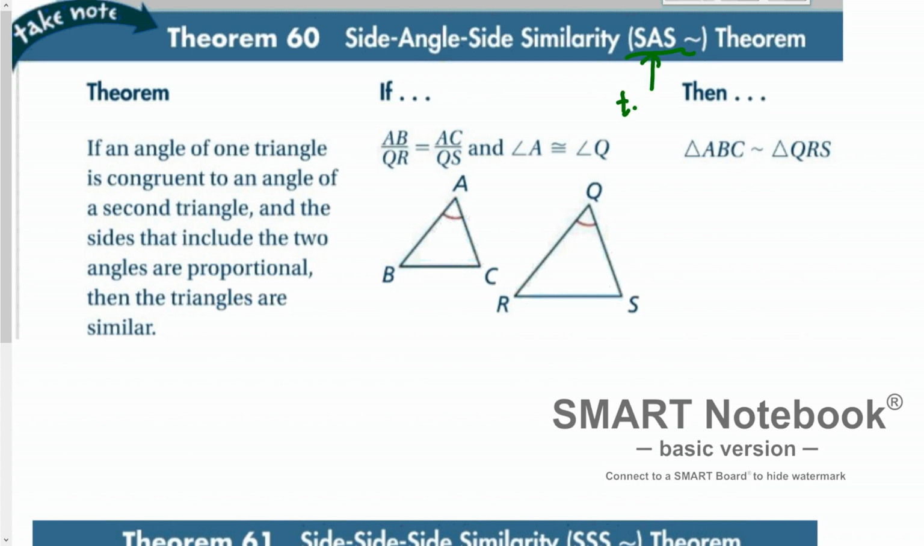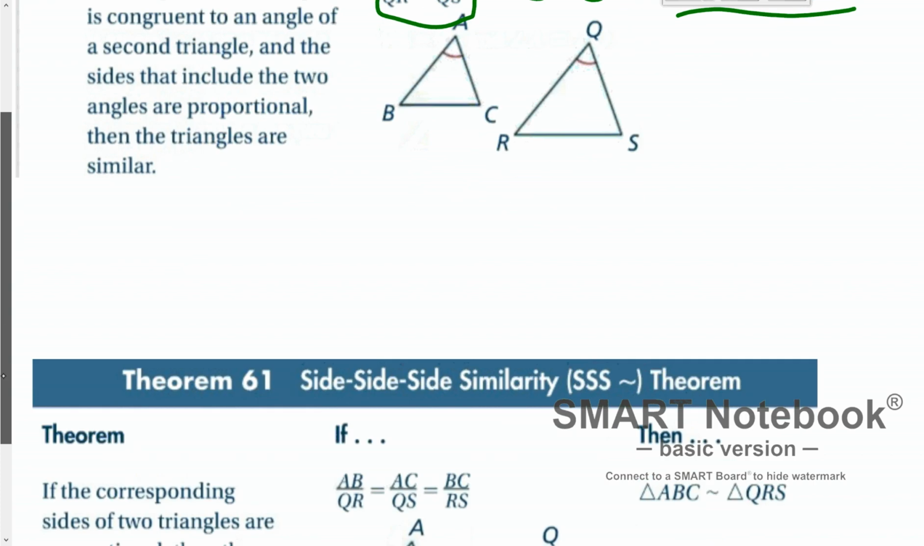So this has to be in between. So that has to be in between. So if I can find two sides that share proportion, and an angle in between that is congruent, then I can say the triangles are similar. So the proportion has to be the same on two of them, and then an angle in between those two sides, those corresponding sides.